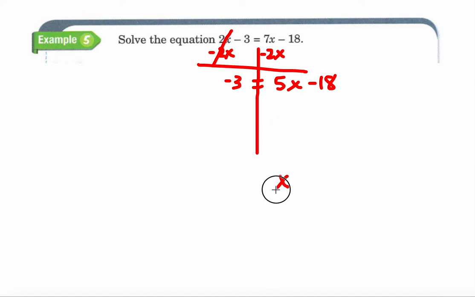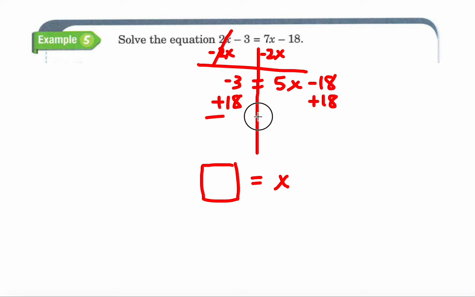Okay, now all my x's are on the right-hand side, so my answer at the end is going to look like this, with the x's on the right-hand side. So we're going to leave that x alone for now, because we need to make sure our numbers are joined together on the left-hand side. So that means I need to move this minus 18, so I've got to add 18 to both sides, because negative 18 and a positive 18 cancel. So now I have negative 3 plus 18. Different signs subtract. 18 minus 3 is 15. Keep the sign of the bigger number, so it's positive.